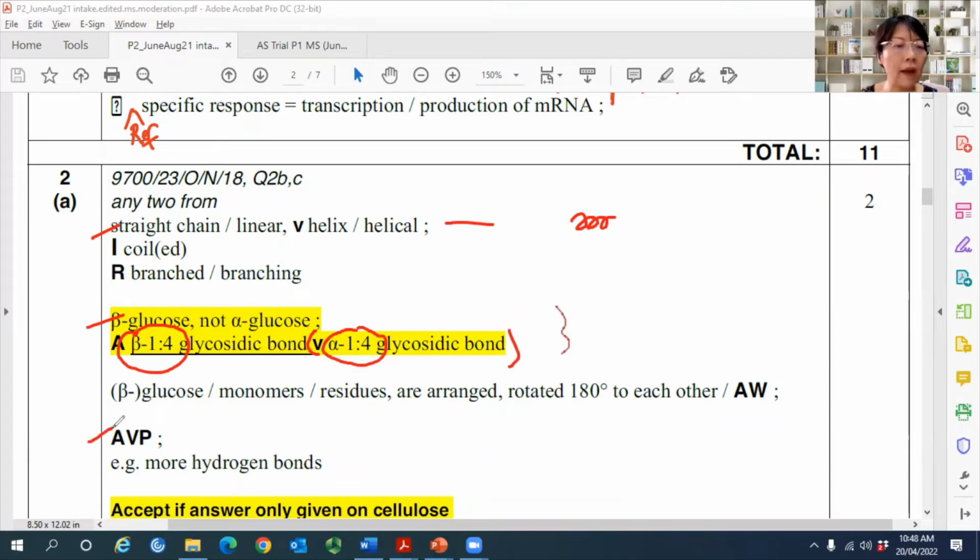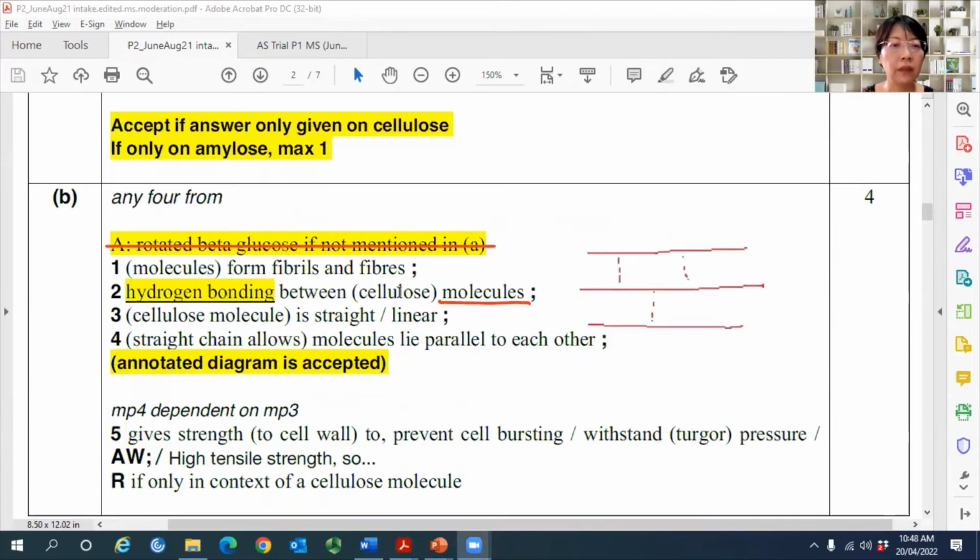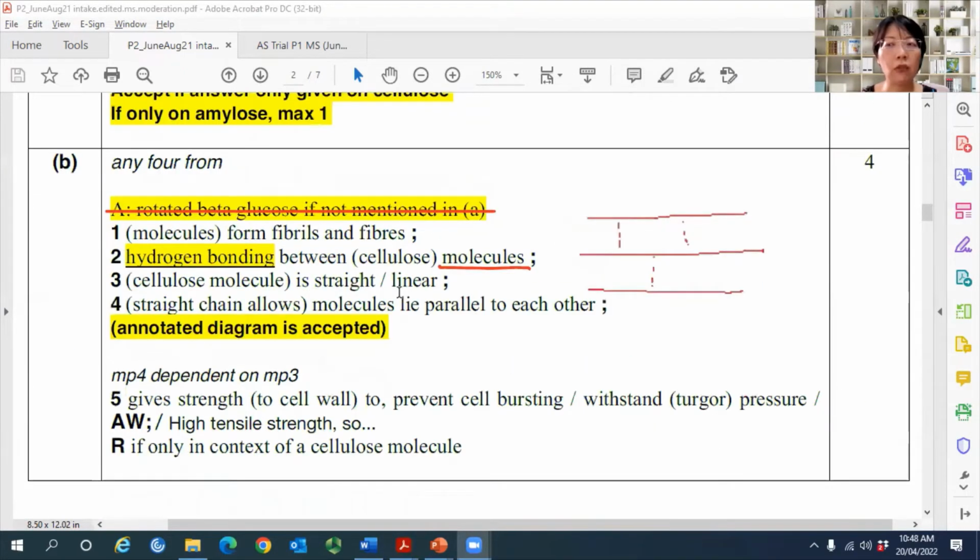Then one more, any other valid point. For example, you say cellulose has a lot of intramolecular hydrogen bonds. This is correct, versus amylose will not have intramolecular hydrogen bonds. And they do not arrange parallel to form intermolecular hydrogen bonds.